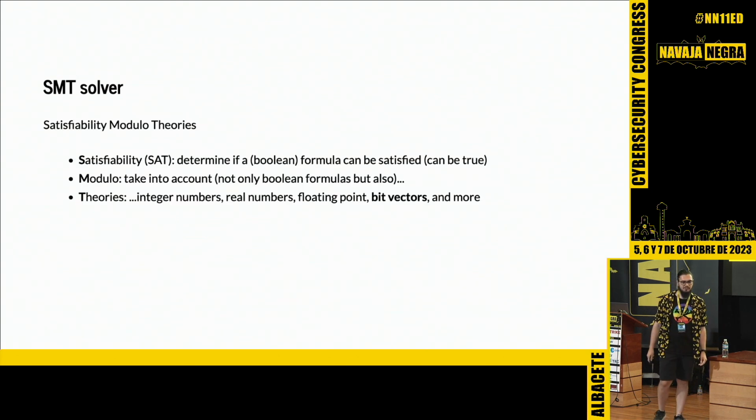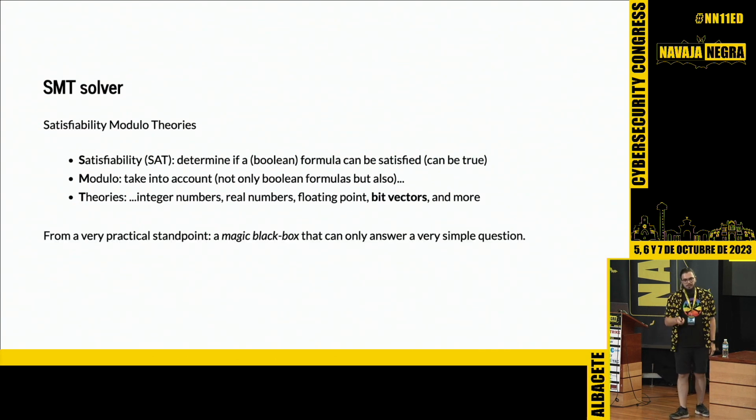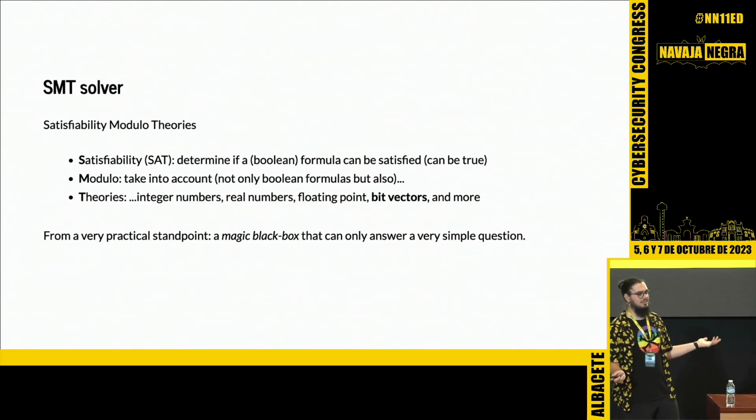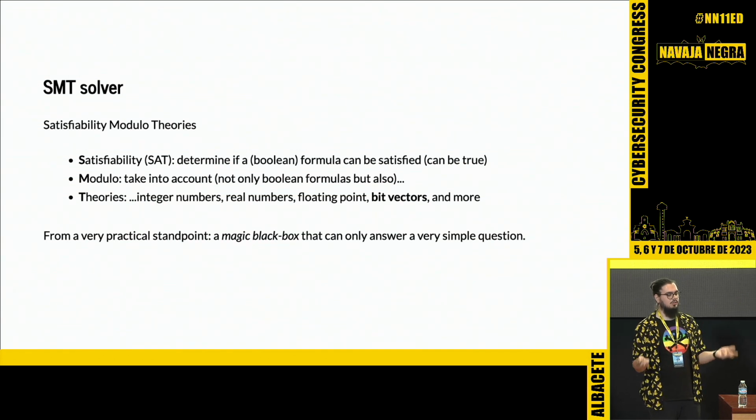Basically, SMT stands for satisfiability modulo theories. The only thing that it means is, let's check if a formula can be true. And the modulo theories part just says, well, let's do that with general formulas, because satisfiability only works with Boolean formulas. I want to work with integers and with any kind of data type. So SAT means, let's check if our Boolean formula can be satisfied, and modulo theories means, yes, but I also want to deal with other kinds of data types. And from a very practical standpoint, I don't know how this works internally. It's just a magic black box that we can ask a question and get an answer.